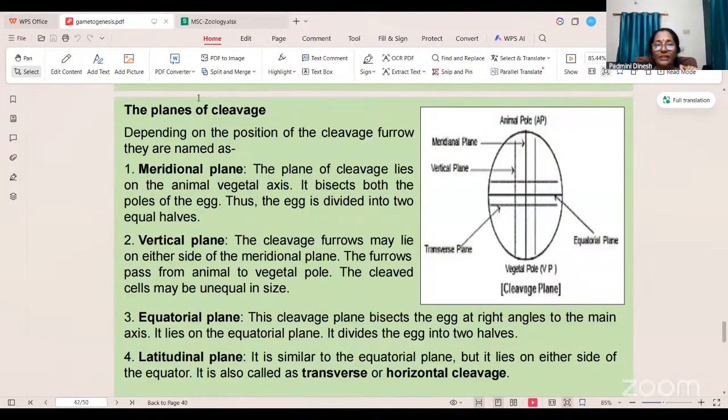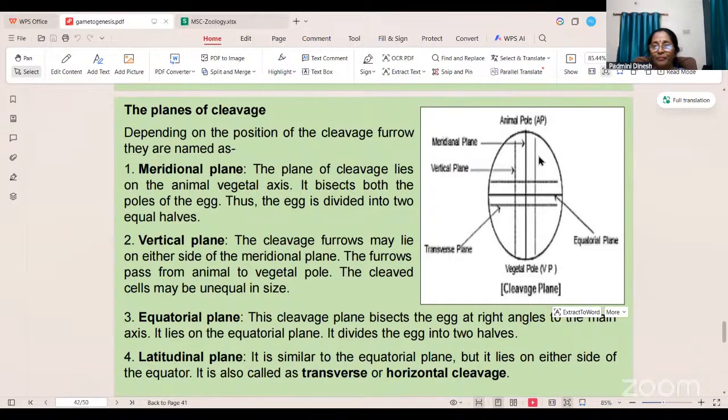For that, you'll have to understand the planes of cleavage. There are four types of planes of cleavage. The first one is the meridional plane of cleavage. If the zygote is divided from the animal pole to the vegetal pole, this is called the meridional plane of cleavage, cutting the egg into two equal cells. Now, there is one more called the vertical plane of cleavage. In the vertical plane of cleavage, the cleavage occurs on either side of the meridional plane. This is a meridional plane.